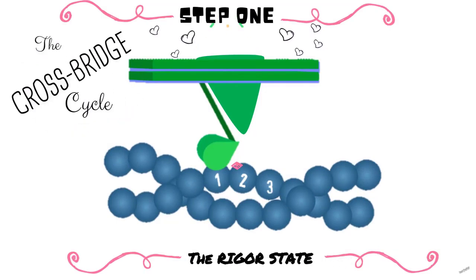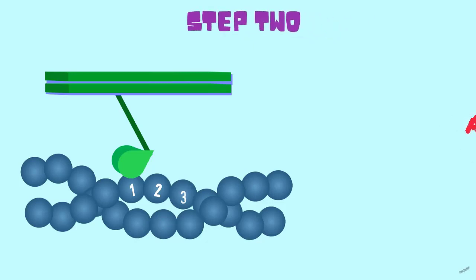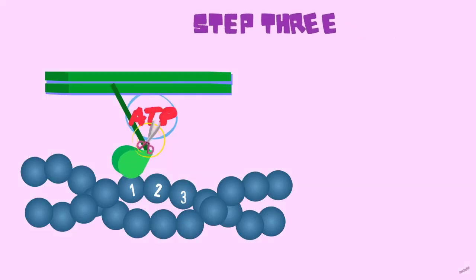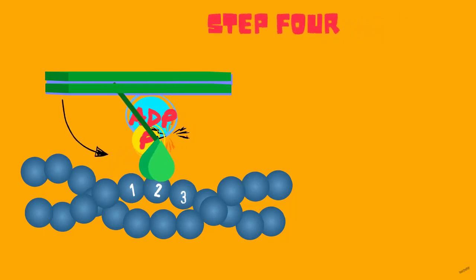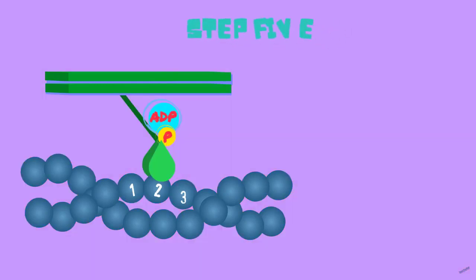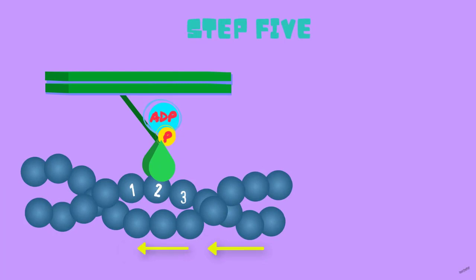Let's review. Step 1 is the rigor state. In step 2, ATP binds, releasing the actin-myosin bond. Step 3, ATP is hydrolyzed to ADP and inorganic phosphate. In step 4, the energy released is used to bind to actin number 2. In step 5, inorganic phosphate is released, and a conformation change pulls actin in one direction.